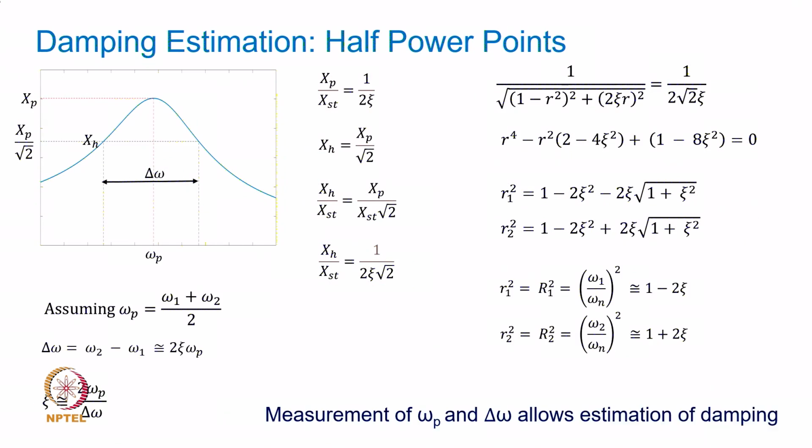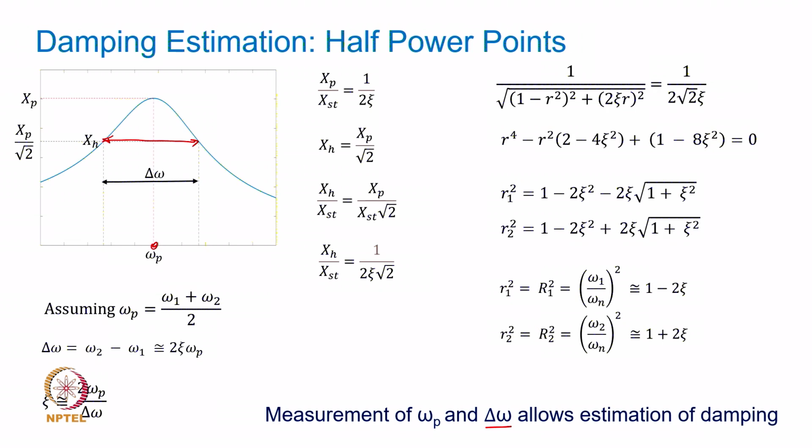That is, by measurement of this peak frequency, which you can always get by measurement, and delta omega, by getting this half power point frequency bandwidth, you estimate the damping straight away from measured data. You do not need to figure out what the mass is, what the stiffness is, what the damping is. Okay.